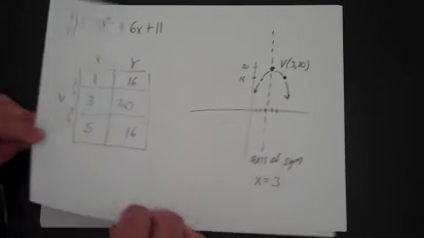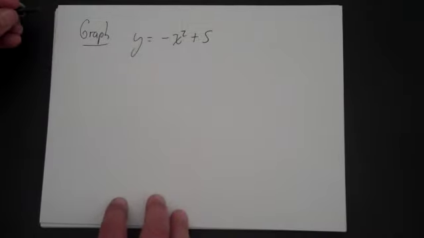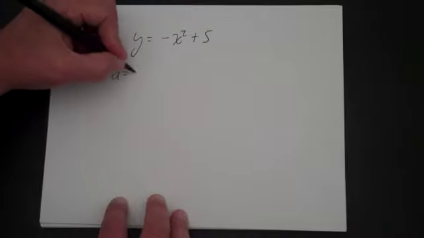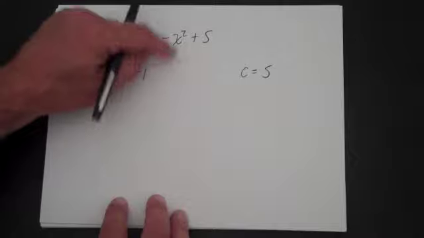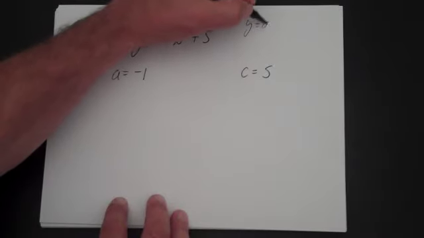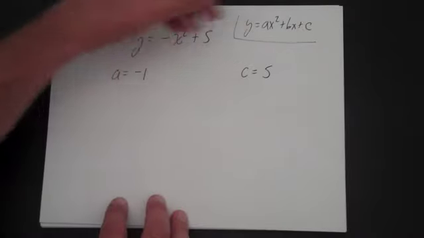I want to start with the next problem, just so you see how it's set up. Let's say you want to graph y equals minus x squared plus 5. In that case, a is equal to minus 1 and c is equal to 5. But if you notice, there is no b there. It's y equals ax squared plus bx plus c. There is no b, so b is 0.